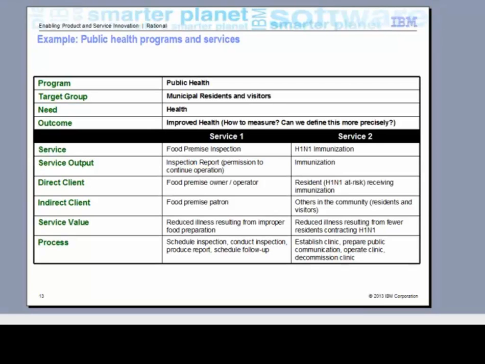This output has a direct value to food premise owners and operators since it allows them to operate their businesses, and it has an indirect benefit for patrons of the food operation through the reduction in illnesses resulting from improper food preparation. The Food Premise Inspection Service is implemented by a process that includes scheduling the inspection, conducting the inspection, preparing the report, and scheduling any required follow-up according to current laws and regulations.